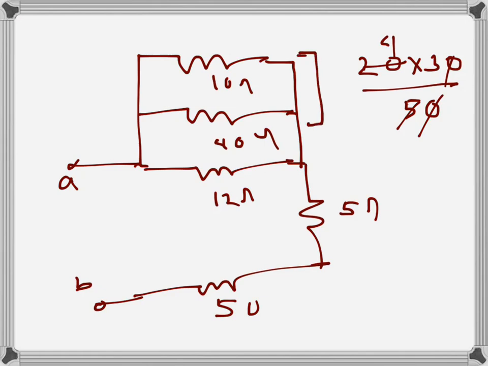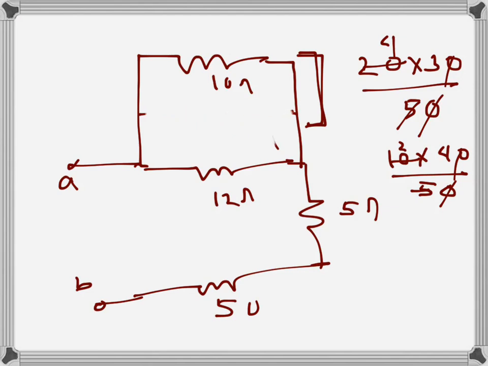So these two are in parallel. Let's find the parallel equivalent of these two, 10 and 40. 10 times 40 divided by 10 plus 40, that's 400 over 50, so we have 8. So the parallel equivalent of 10 and 40 is 8. So I will erase one of them, and then I will rewrite the parallel equivalent value, which is 8 ohms. So now we have 8 and 12 ohms, these two in parallel.